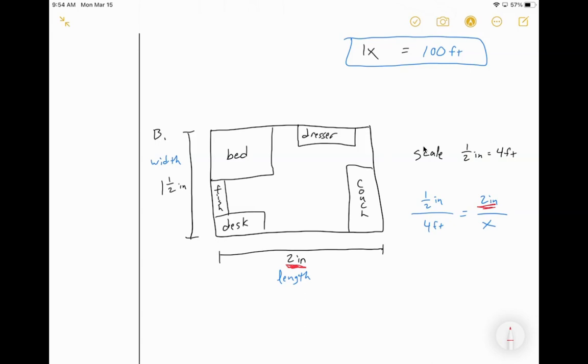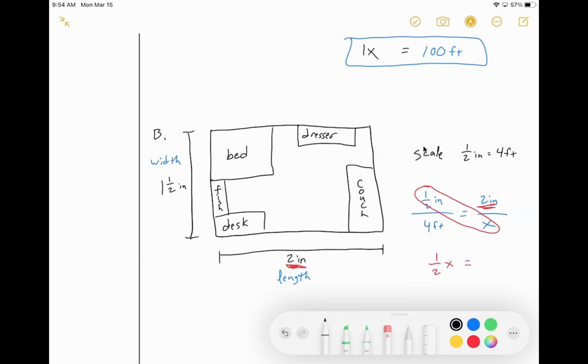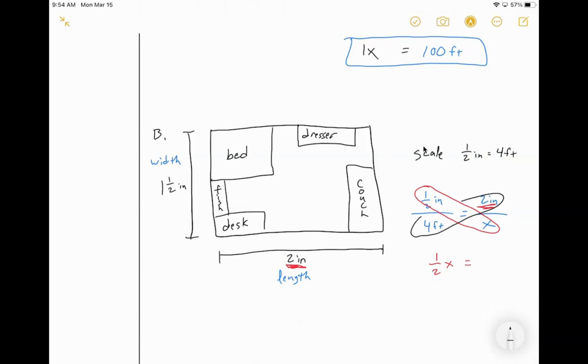Okay, let's do the math. Here we go. 1/2 times x is equal to 1/2 x. And 2 times 4 is equal to 8. Everyone with me so far?